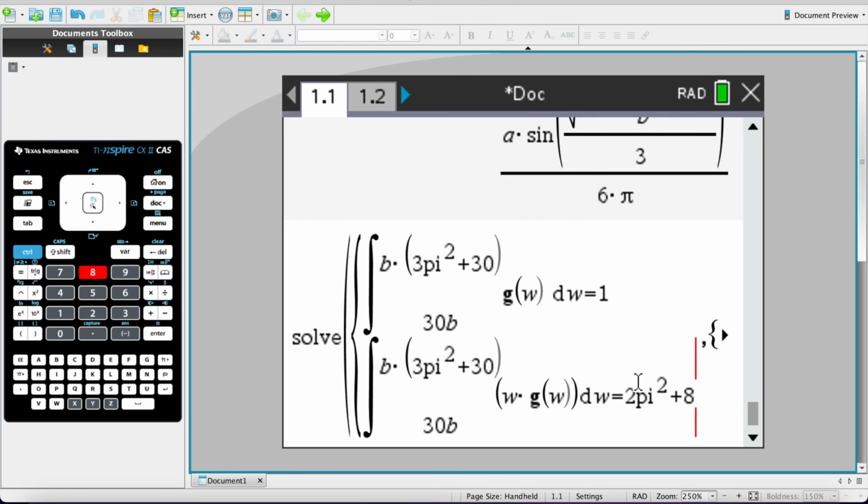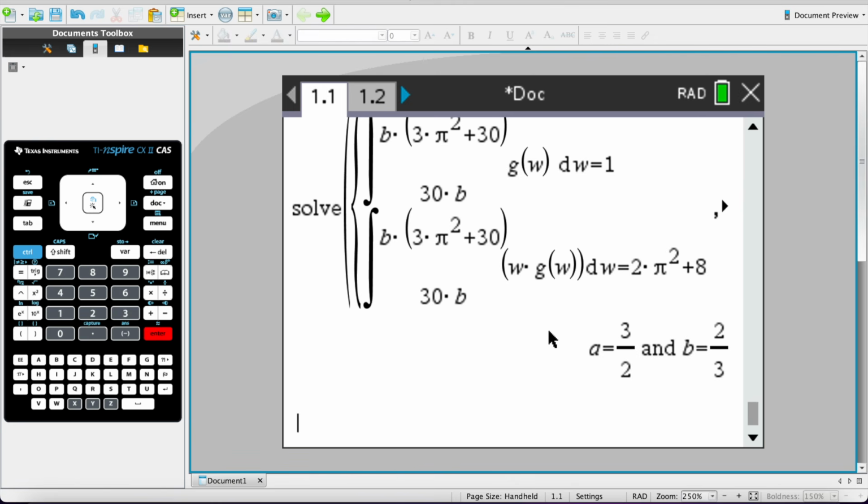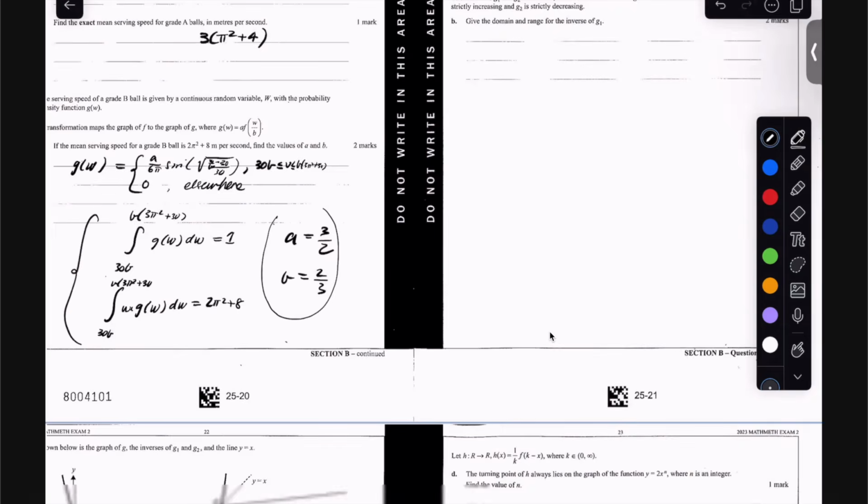It doesn't say, but I think it wants exact, so I hope the CAS works for this. Oh, nice. Okay, so that means a is 3 on 2 and b is 2 on 3. Okay. Last question.